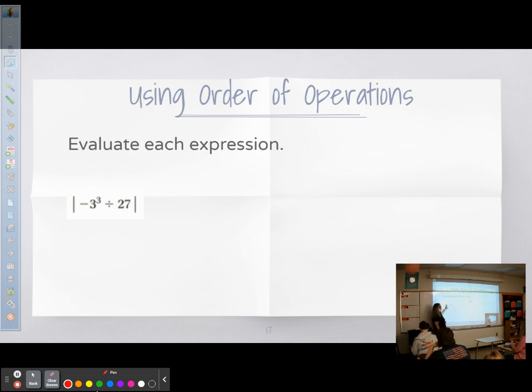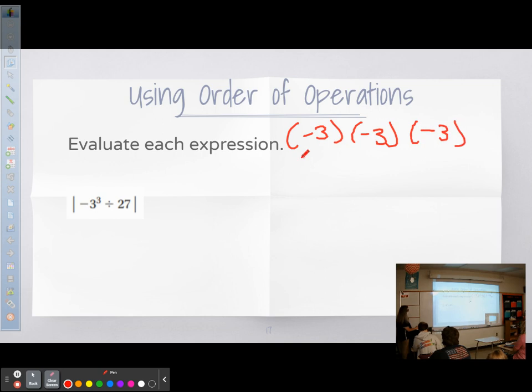Trenton, what would I do first? 3 to the third power. 3 to the third power? Now, there's a negative in front of it. Does this mean for me to type in -3 times -3 times -3, or does it mean to type in -3 times 3 times 3? Which one? Trenton. -3 times 3 times 3. Yeah, the -3 times 3 times 3. So type that into your calculator.